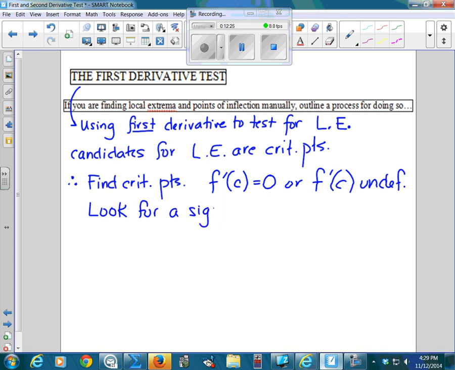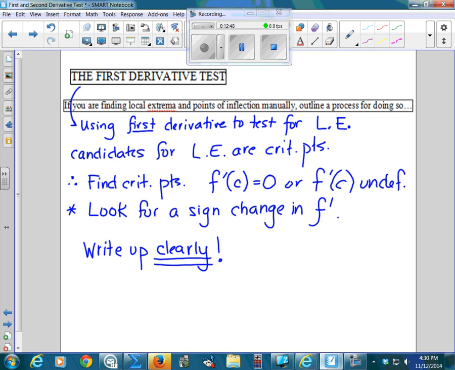So that's the second step, and that's the first derivative test. Except we're going to make sure that it's written really clearly. That's the challenging part, just keeping everything straight and convincing your reader that you have in fact found a local extreme. Okay, so let's do it.